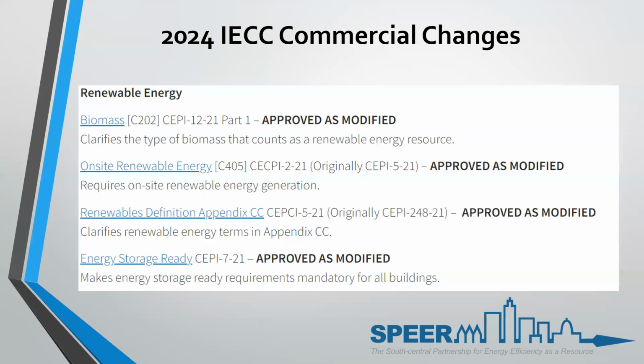Renewable energy, these things get bigger as we go through. People are adding things all the time for that, not just solar, not just wind, but you've got biomass, you've got other types of sources that can be used for fuel types. Then you've got on-site renewable energy. This requires on-site renewable energy generation. It was approved as modified. Renewables definition in Appendix CC was also approved as modified. It just clarifies some of the language.